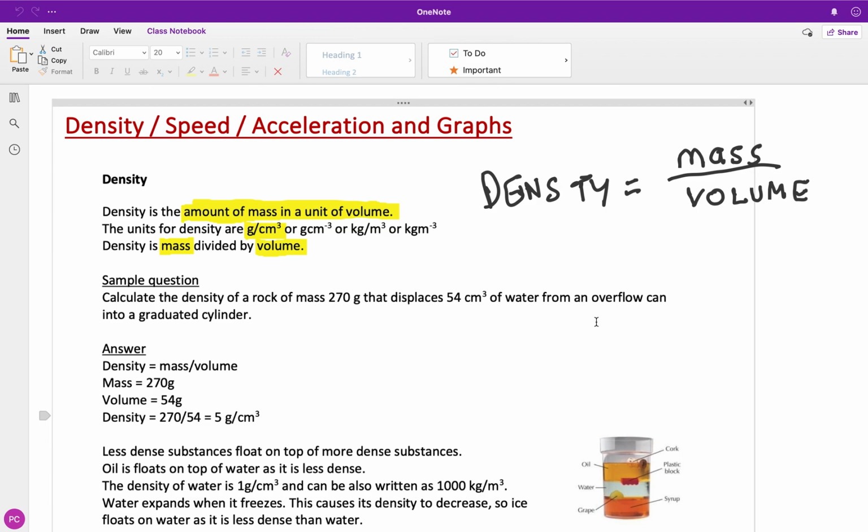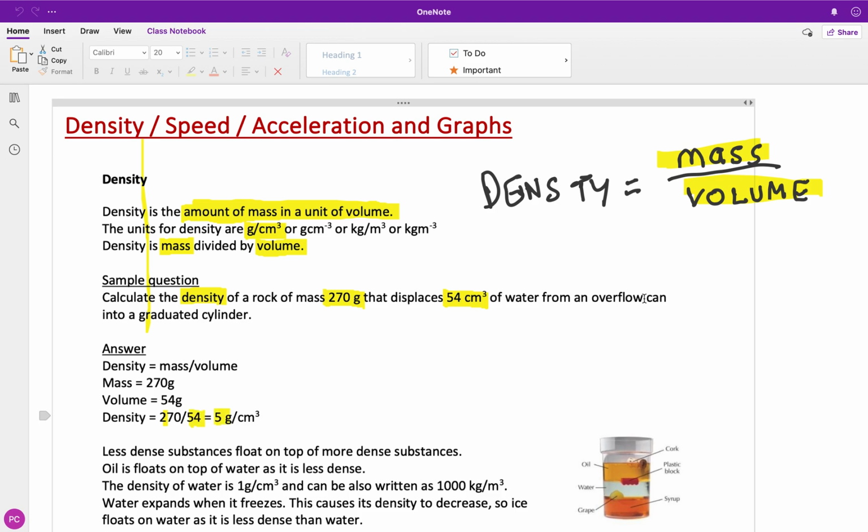So the kind of questions they give us on this then, if we have to calculate the density of a rock, well, they have to give us 2 things, don't they? They have to give us the mass of the rock, and they have to give us the volume of the rock. So we say, right, the mass they're giving us is 270 grams. And the volume of the rock from the experiment is 54 centimeters cubed. So what we do is we use our formula, mass divided by volume, and that gives us 270 divided by 54, which is 5.